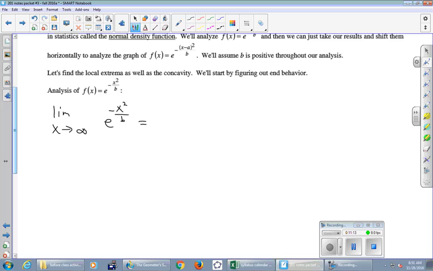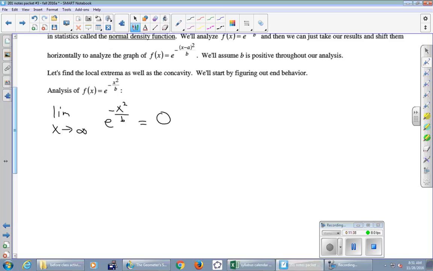What number is that approaching? It's 0. E to the negative 100 means 1 over e to the 100th power, right? E to the 100th is massive. 1 over that thing is very close to 0. So this limit right here is 0. That was when x went to infinity.